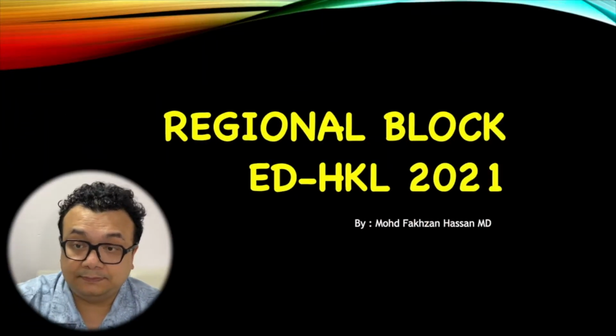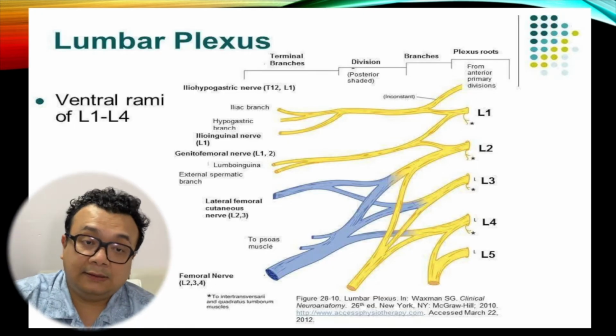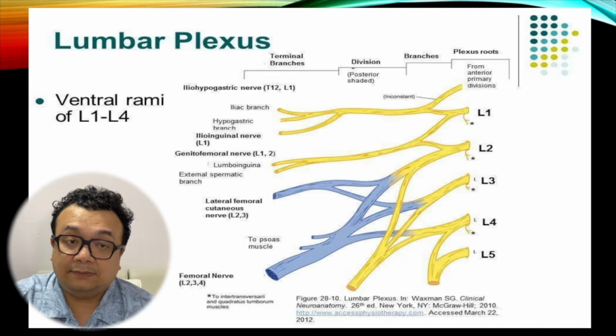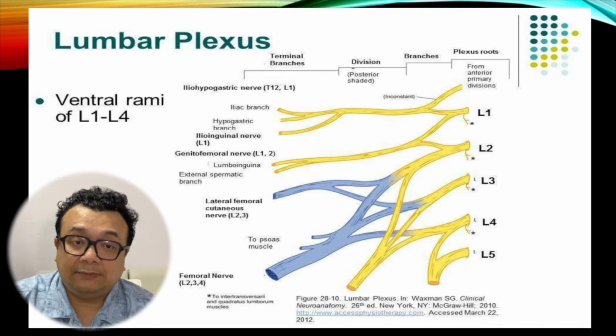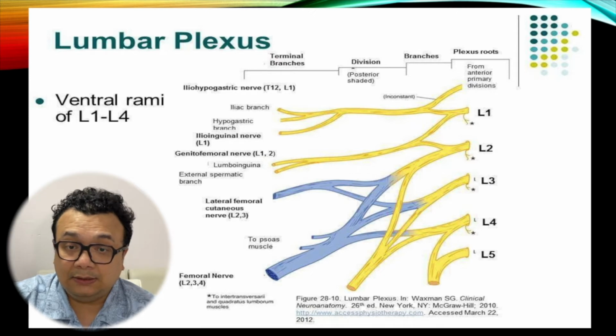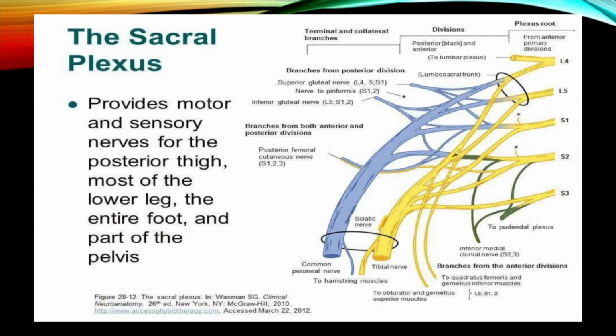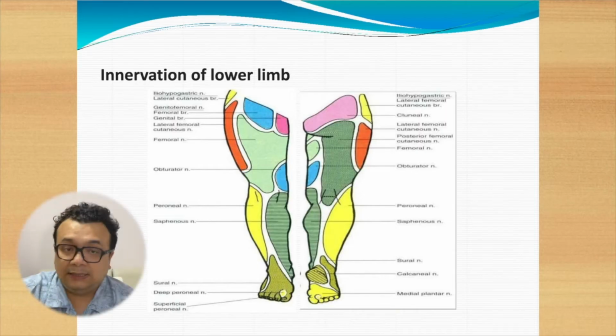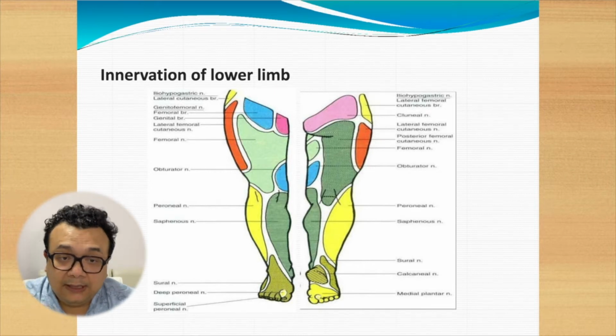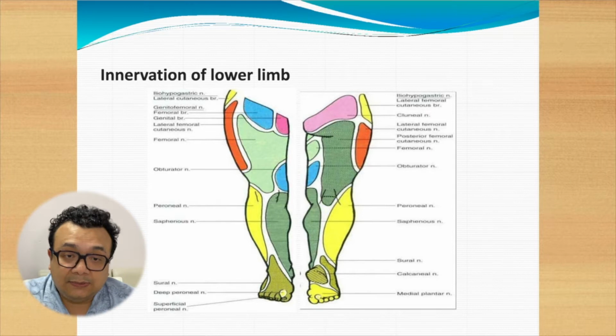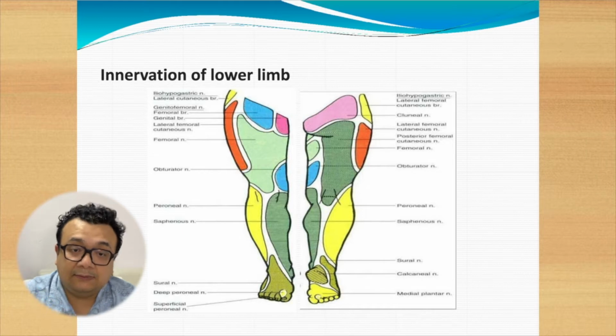Assalamualaikum and very good morning. So today I'm going to give you a brief lecture about lower limb block. As we all know, for the lower limb, we cannot run away from considering the lumbar and the sacral plexus. The lumbar plexus goes from L1 to L4, whereas the sacral plexus goes from L4 until S3. This slide shows the innervation of the lower limb. From the front, most of the nerves that cover it are the femoral, obturator, and lateral femoral cutaneous, whereas at the back, it is mostly the sciatic nerve.